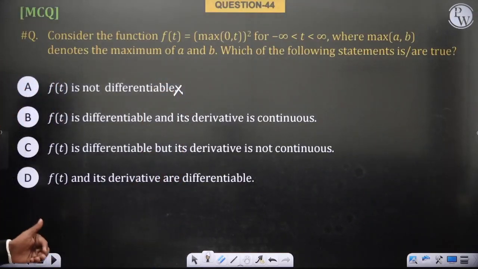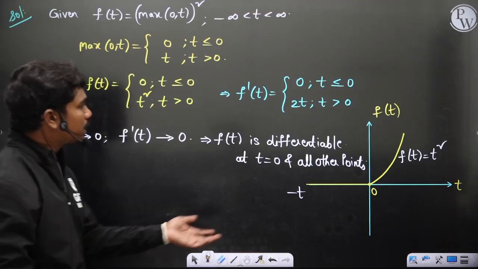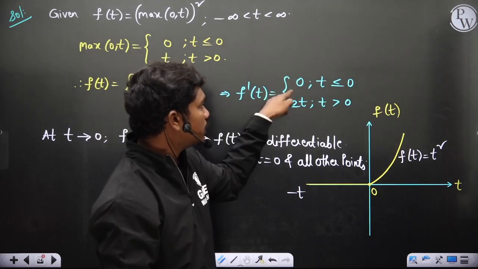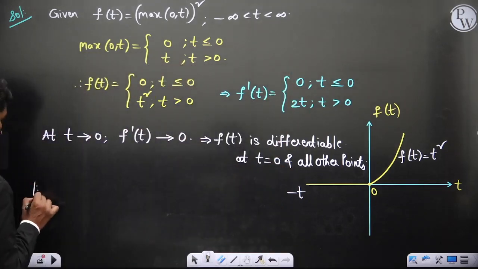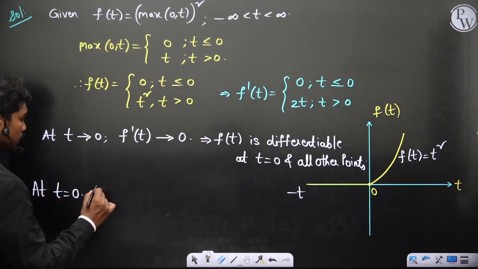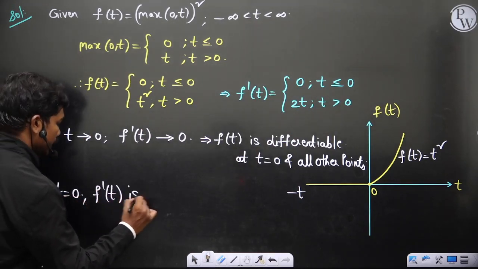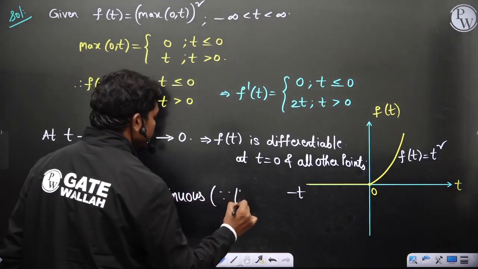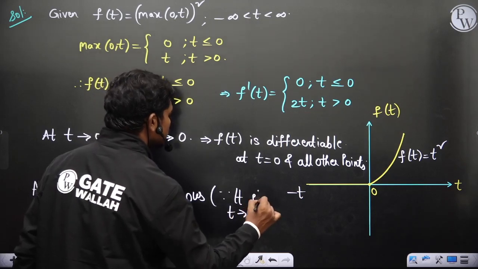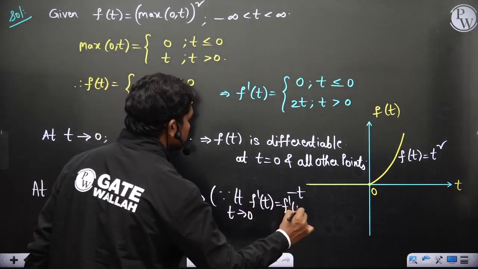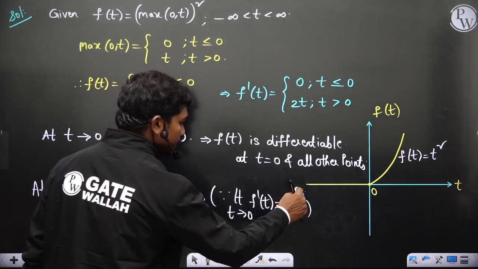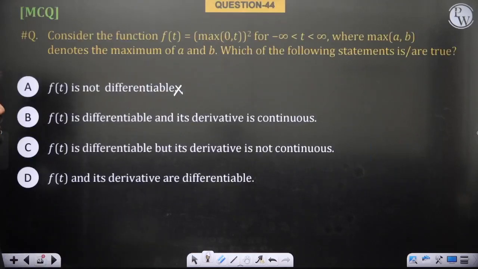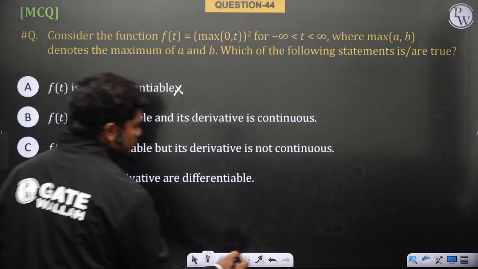Then, f of t is differentiable but its derivative is not continuous. Its derivative is actually continuous, because at t equal to 0 there is continuity between these two pieces. At t equal to 0, f dash of t is continuous, since the limit as t tends to 0 of f dash of t is nothing but f dash of 0. So clearly the derivative is continuous. Yes, this statement is 100% true.